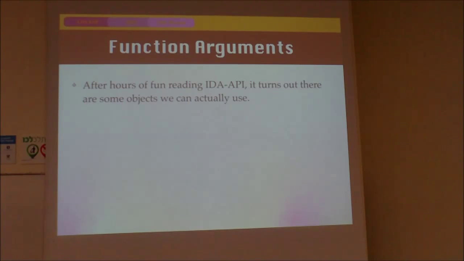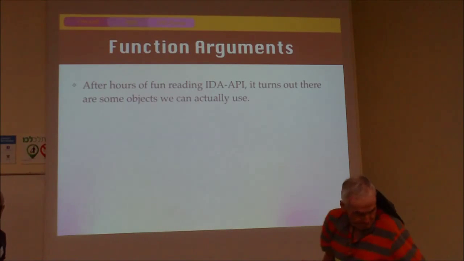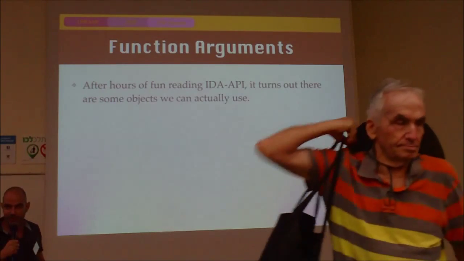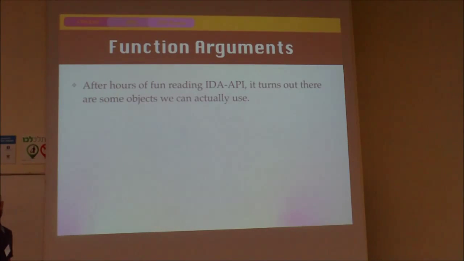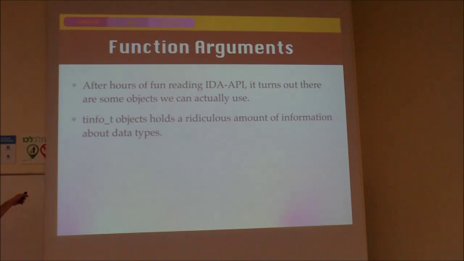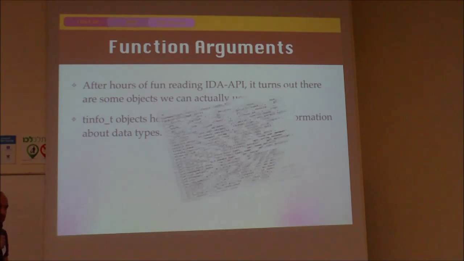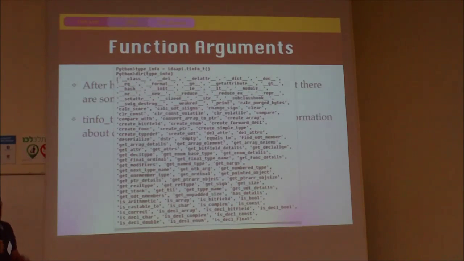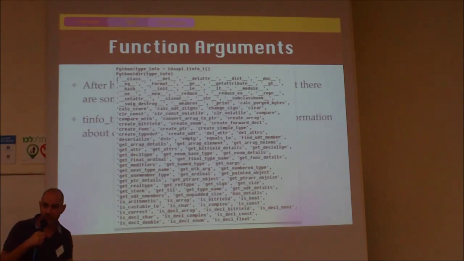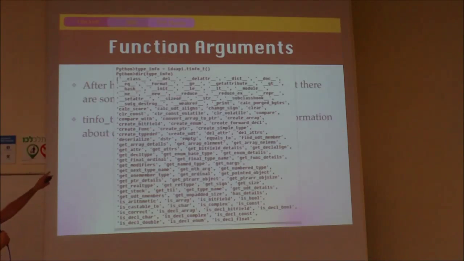First one is function arguments. I spent hours and hours and hours digging into the IDA API, and if anybody ever did it, then you probably know that this could be a nightmare. And I actually did it, and I found this type called the tinfo_t object, which holds a ridiculous amount of information about types, right?